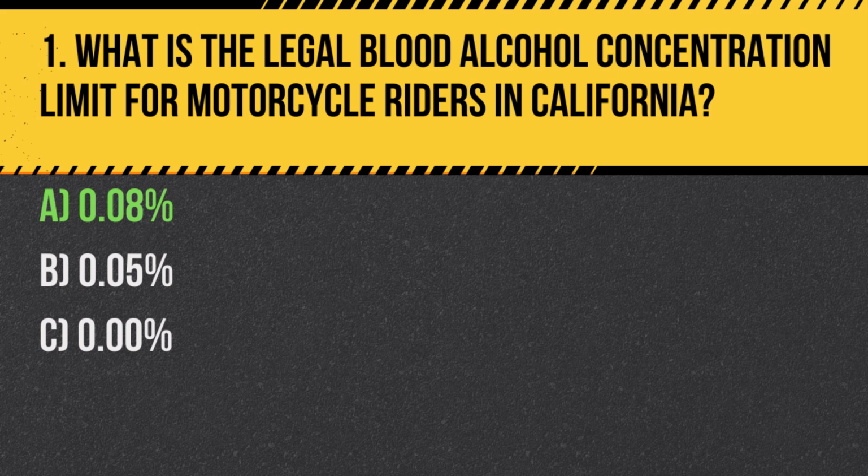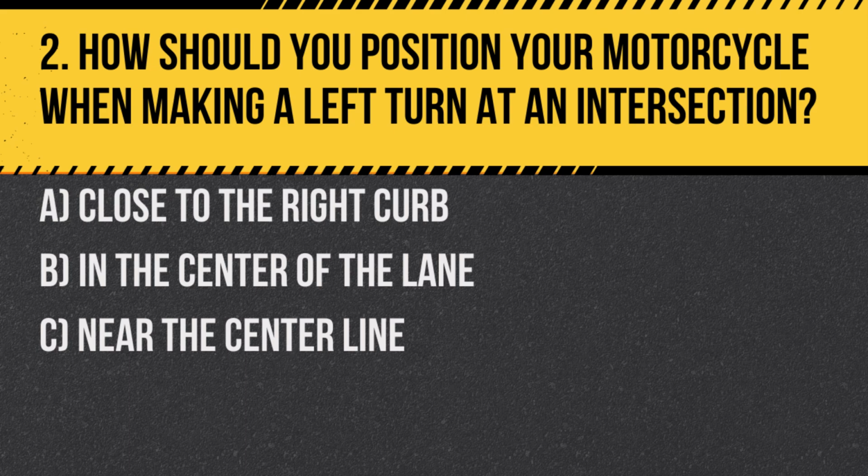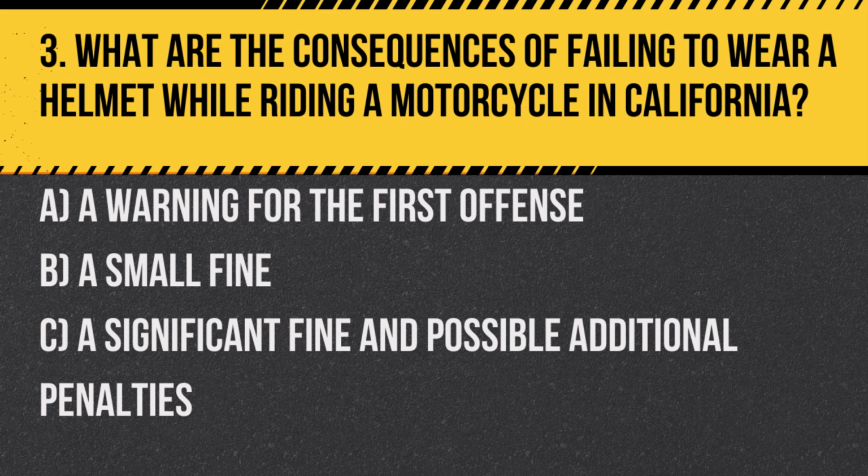which is 0.8%. Question 2. How should you position your motorcycle when making a left turn at an intersection? A. Close to the right curb. B. In the center of the lane. C. Near the center line. Answer. C. Near the center line. Positioning your motorcycle near the center line when making a left turn provides visibility and an optimal angle for the turn.